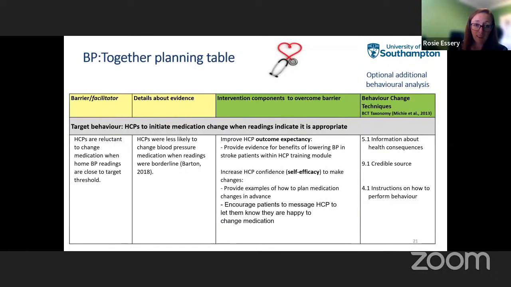This is an example of an excerpt from an intervention planning table for an intervention called BP Together. This is an intervention that has been designed to help people monitor their own blood pressure at home after a stroke. It's a digital intervention, so there's an app or a website where people can enter their blood pressure readings and get immediate feedback. And their GP will receive a prompt to change their patient's medication if their blood pressure readings are raised. I don't have time to go through the whole table, but I will be sharing my slides afterwards so that you can look through that example.